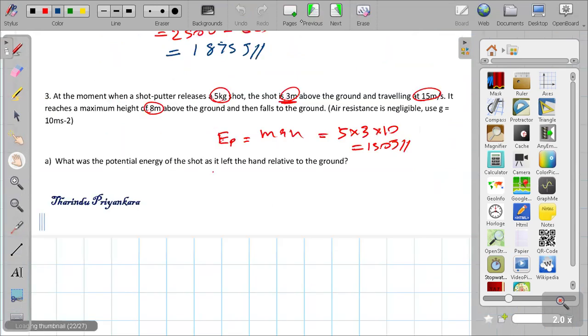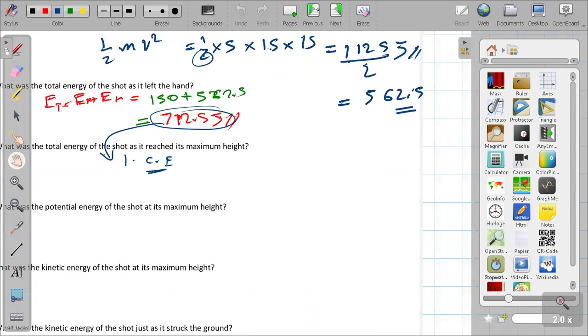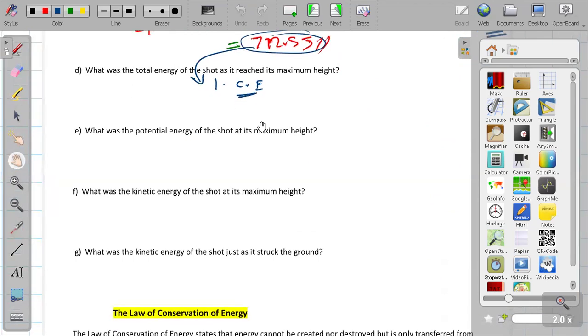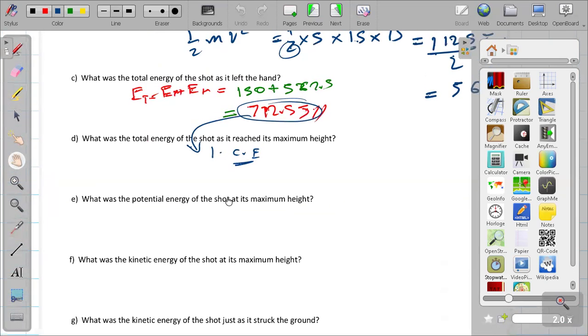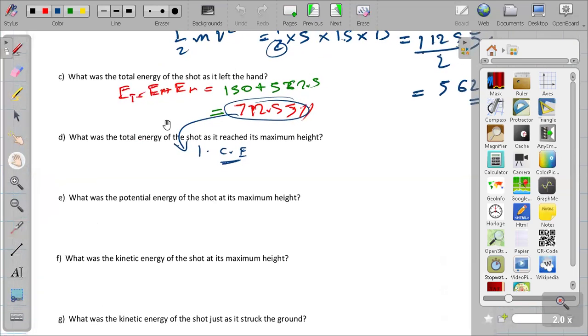Is that 250 or 150? It is 150 now. No, it is 150. So we didn't do the law of conservation of energy. Total energy should be this thing itself. Potential energy is given here.